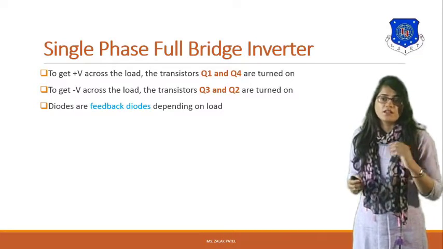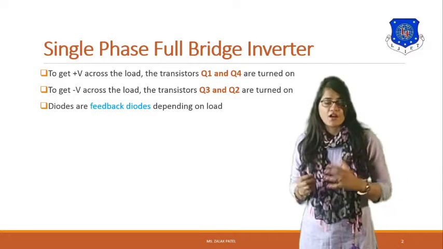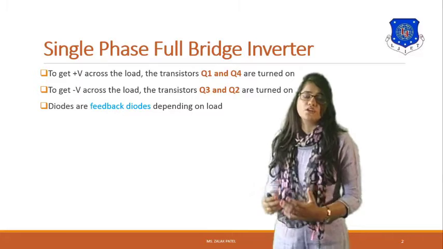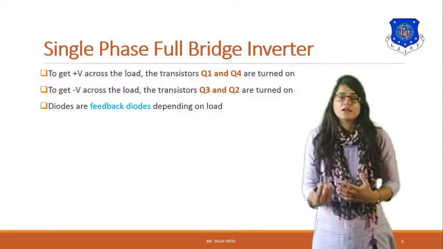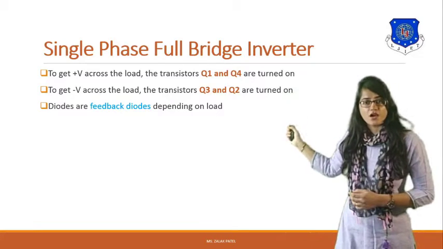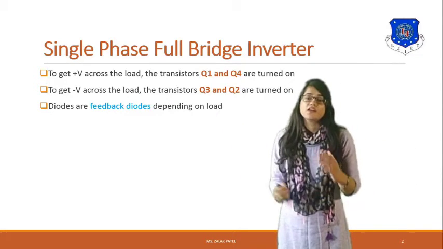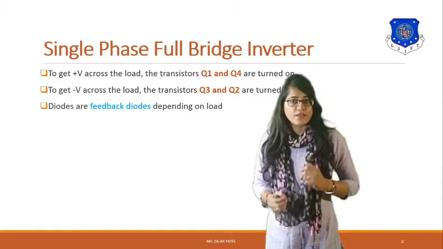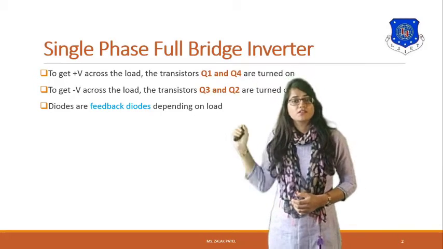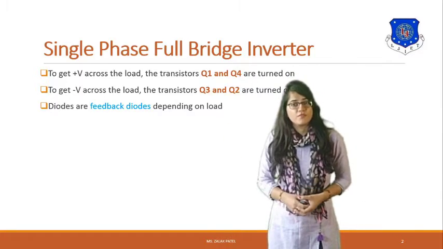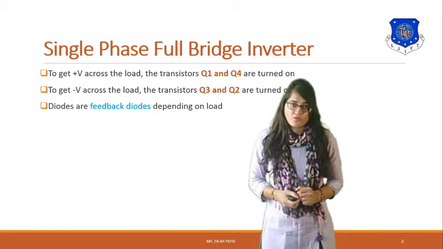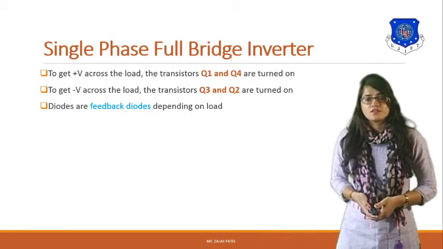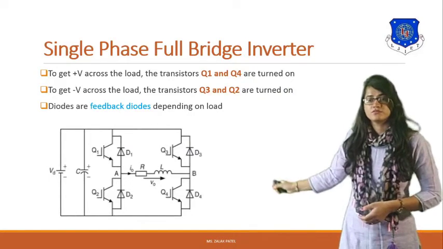So the diodes used in the circuit diagram are feedback diodes, depending on the load. Means if the load is of inductive type, then the diodes used are feedback diodes. But if there is a resistive load present in the circuit, then there is no use of feedback diodes. A single PN junction diode or a power diode can be used. So this is the circuit diagram of it.